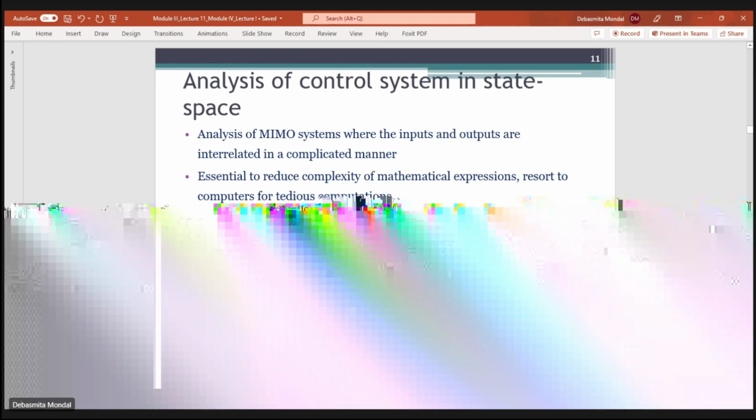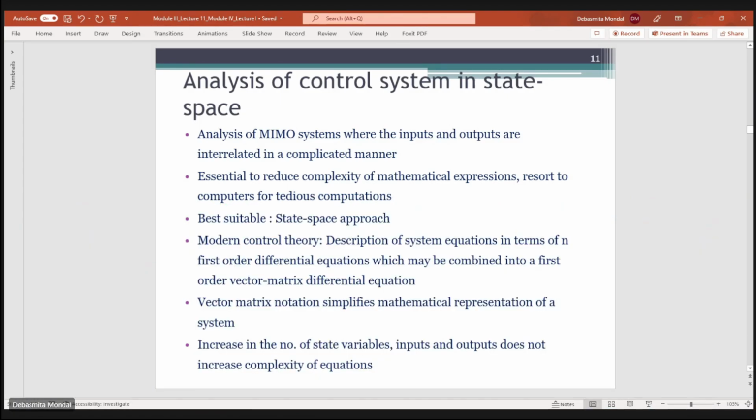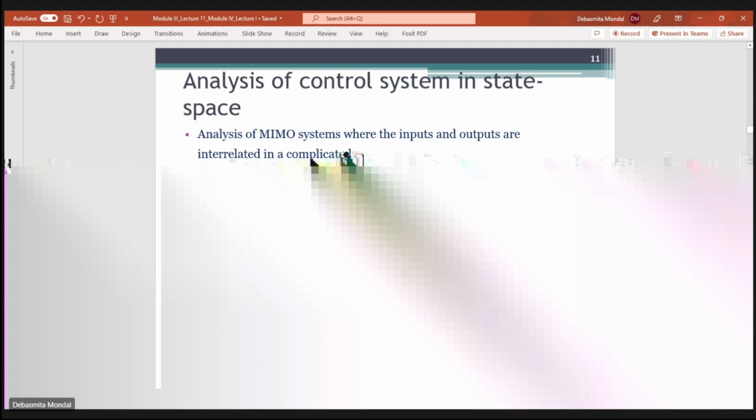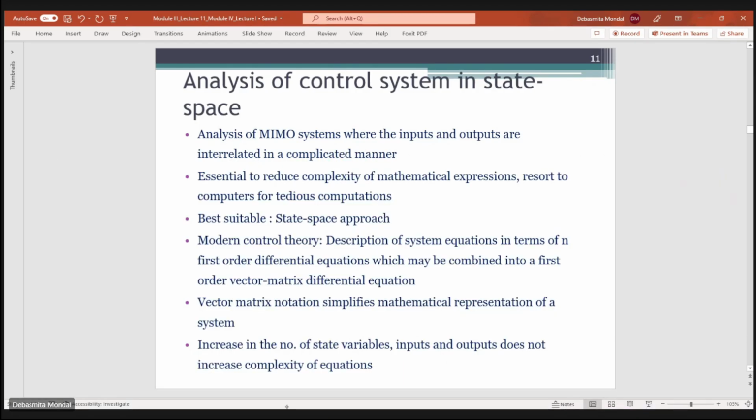So, the moment you are increasing the number of inputs and outputs, if you represent the system in the form of the state space representation, then increasing the number of state variables, inputs or outputs no longer increases the complexity of the equation. They will just add one or two elements in the vectors. The overall complexity of the analysis will not increase if we are using the state space approach for representing that kind of complex system.